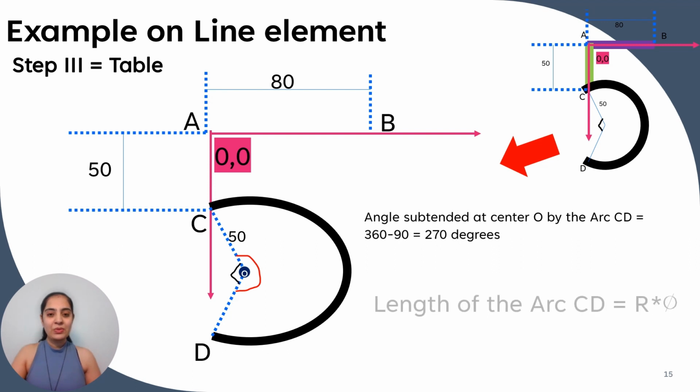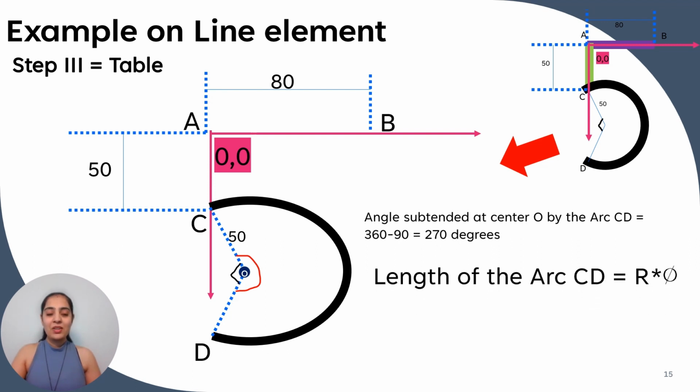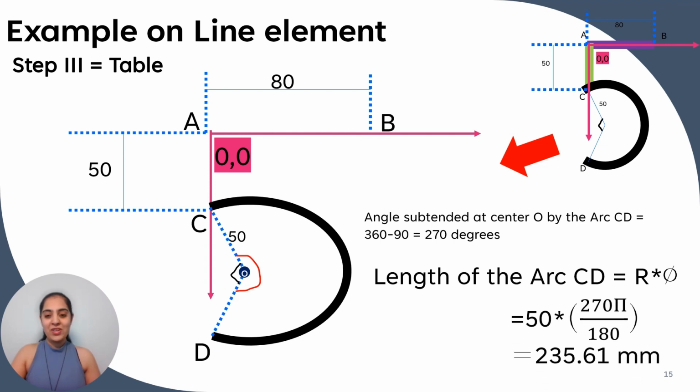Now, you know, the length of arc CD is r phi, where phi is in radians. Let's calculate. 50 into 270 degrees converted into radians by multiplying by pi by 180. So we got the length of arc CD as 235.61 mm.